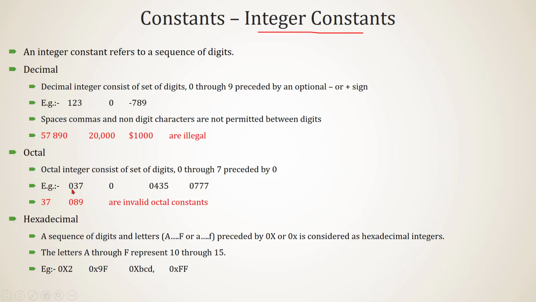So examples are 037, 0435, 077. These are all examples of octal constants.